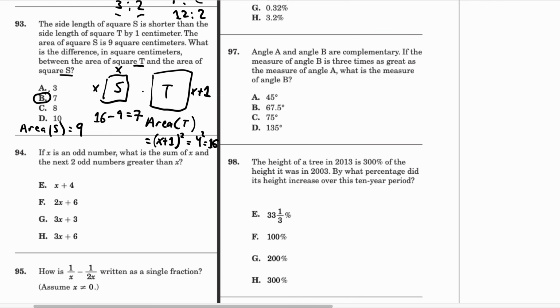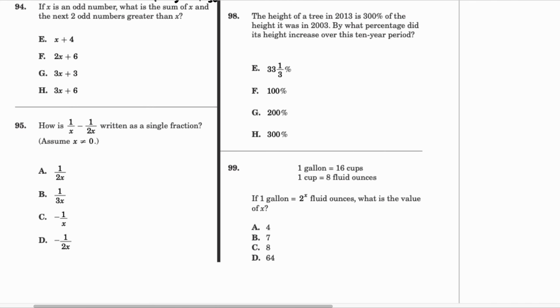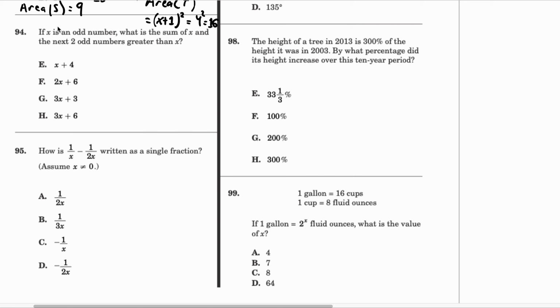Okay. So 94. We're told that x is an odd number, and we want to know what the sum of x and the next two odd numbers, which are greater than x, is. So let's look at this phrase, the next two odd numbers greater than x. What are the next two odd numbers greater than x, right? So if we look at x, then we have x plus 1, right?